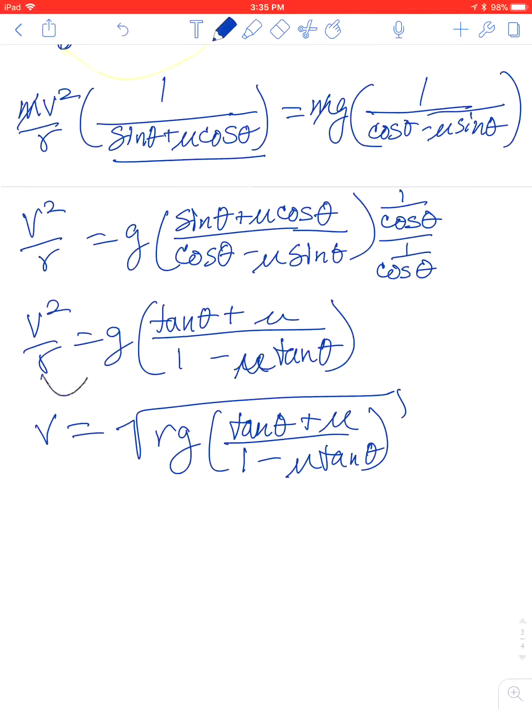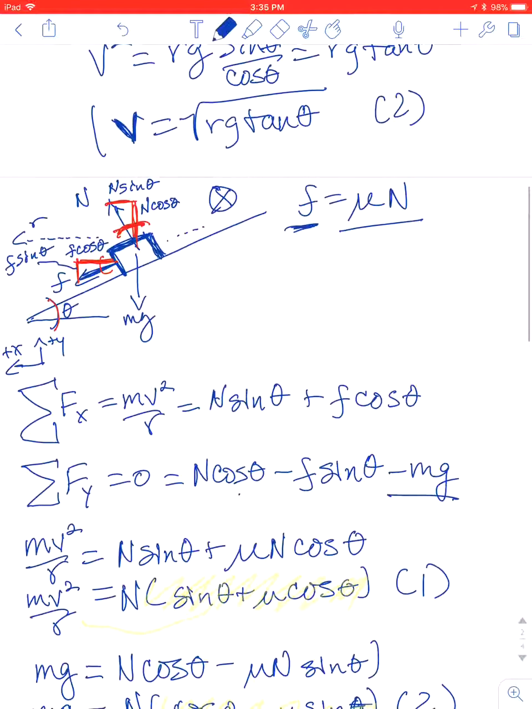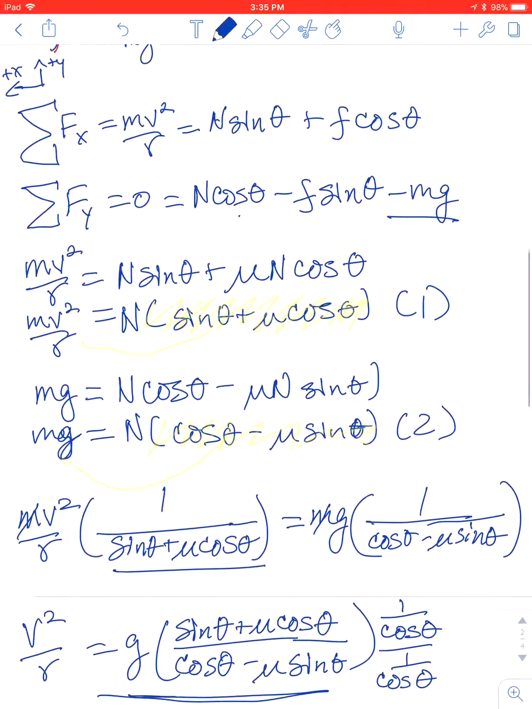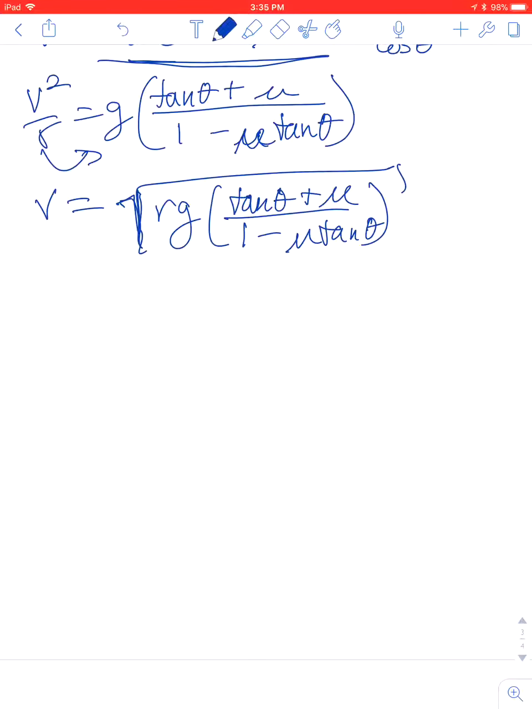So I multiplied both sides by r, I took the square root, and I put it in the tangent form, which isn't necessary to plugging in; you could have gone to this step up here and plugged numbers into your calculator. I just wanted to show you that there is a tangent form for the safe speed before you slide up the plane that's similar at least to the safe speed if there were no friction at all, like that equation 2 right there. So we ended up with a similar kind of expression. Good.